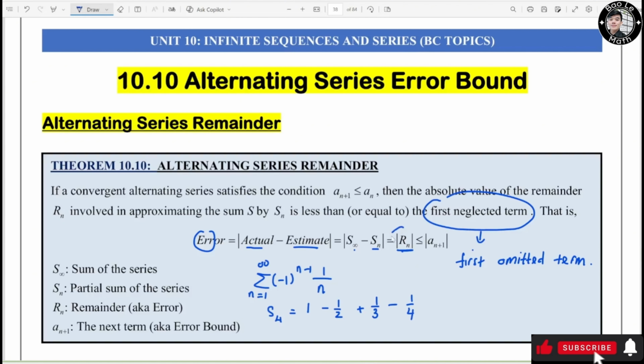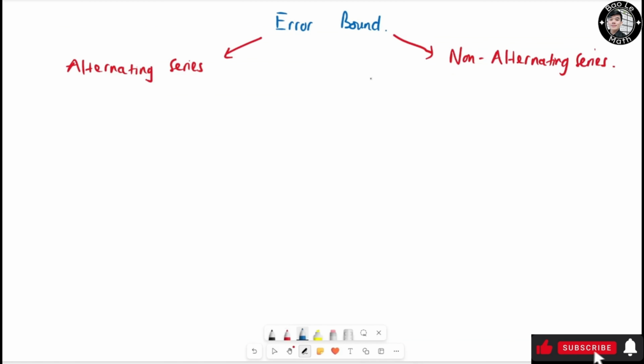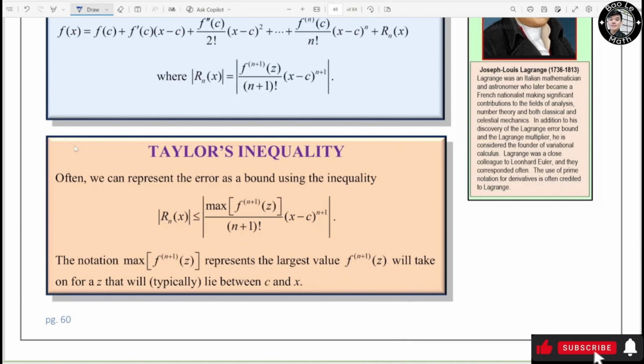So, if we use this formula, we have absolute value of the remainder. It's going to be less than or equal to the next omitted term. We mean absolute value of the next one right here, which should be plus 1 over 5. We're going to use this one. So it should be absolute value of 1 over 5, and it's going to be 1 over 5. So keep that in mind. Now, when it comes to the non-alternating series, we're going to use this formula right here.